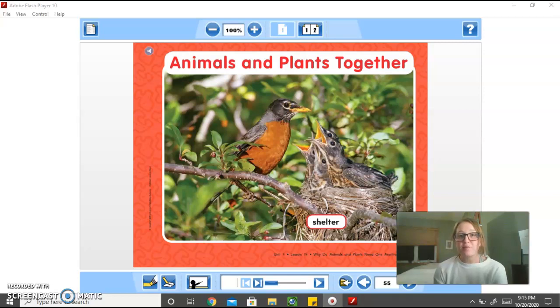Okay, so now you've talked a little bit about why animals need plants to live and why plants need animals to live. There's this word down here. Some of you might be able to read it. SH says sh, shelter. We've talked about shelter before. Shelter is a place where animals live. So these birds, their shelter is what? The nest. Their shelter is the nest, or it could also be the tree that they are living in.